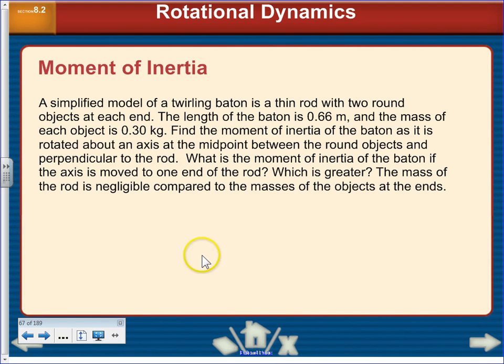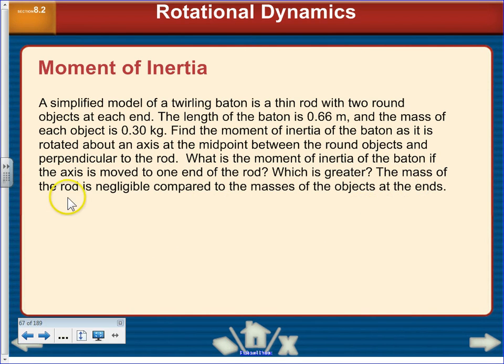We want to find the moment of inertia of the baton as it's rotated about its axis at the midpoint between the objects, so right in the middle, just a standard baton. And what is the moment of inertia of the baton if it's moved at one end of the rod? And then the question is which one's going to be greater.